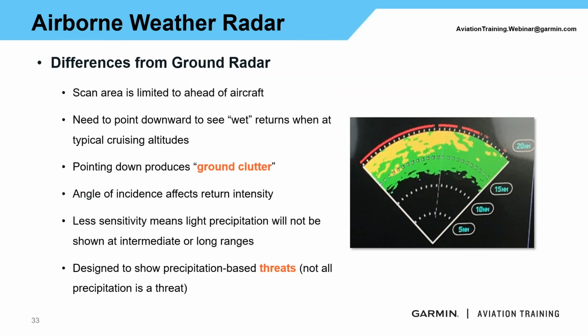So other differences here, we need to point the radar beam toward the wet returns, and we're going to see some good imagery of that here in a little bit. So if you're a low flyer, that might be more up. If you're a high flyer, it's probably going to be more down. Pointing down does produce more clutter. I do like ground clutter though. It tells me where I'm at. I have a good datum, a starting point. So ground clutter is not a bad thing. We just have to understand it and be able to differentiate it between weather threats.